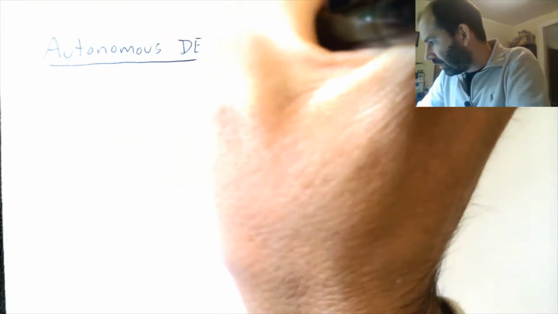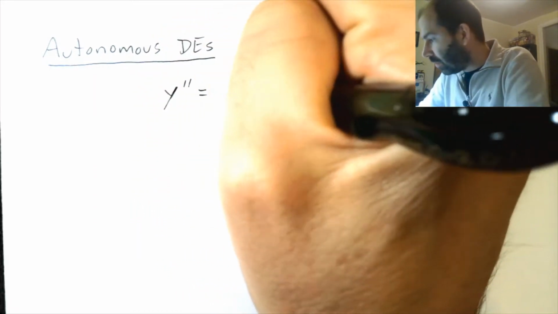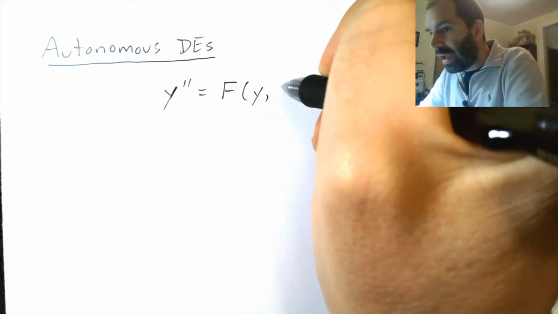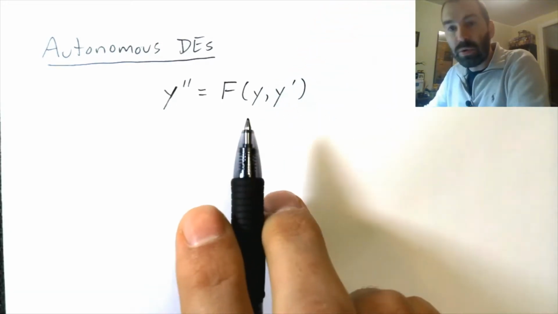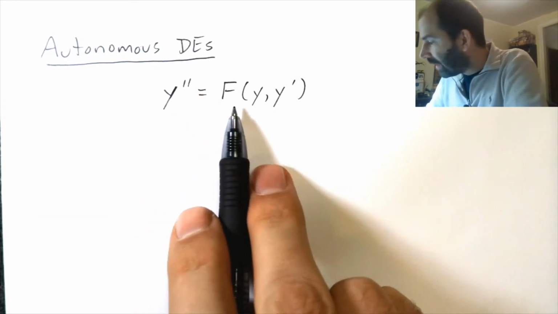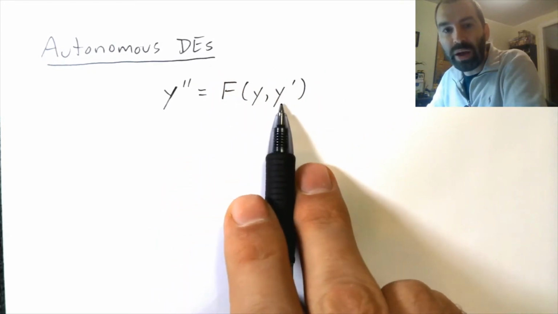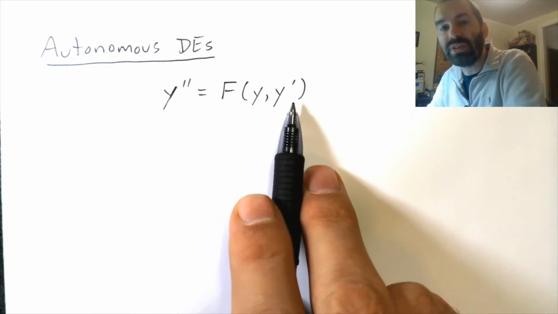Okay, let's go down to the paper. And the type of differential equations that we're dealing with have a name. They're called autonomous differential equations. Autonomous differential equations have the form y double prime equals a function of y and y prime. So these are second order differential equations, right? Because there are two derivatives, second order. And this means that on the right-hand side of the equal sign, we're going to have an expression involving y and y prime. But what's important is that we don't see any t's here.